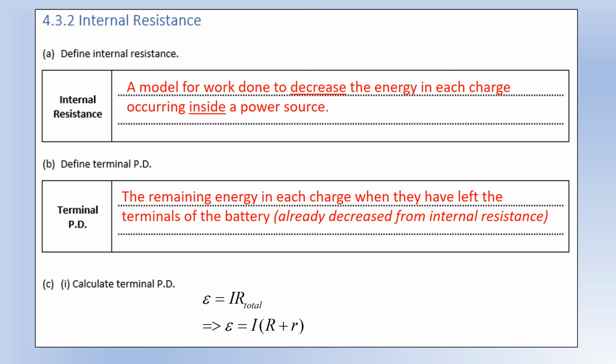So we usually use a little r for the internal resistance, big R for the external resistance, and then I is the current going through the battery. But in terms of relating that to terminal potential difference, it's expressed in this form. So using Kirchhoff's second law, we know the EMF must be equal to the terminal potential difference plus the potential difference across the internal resistance.